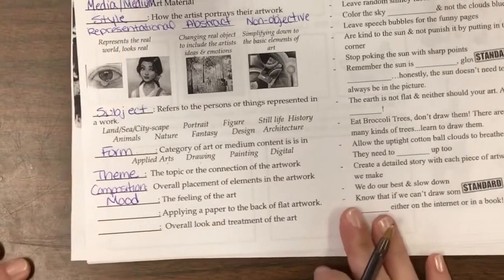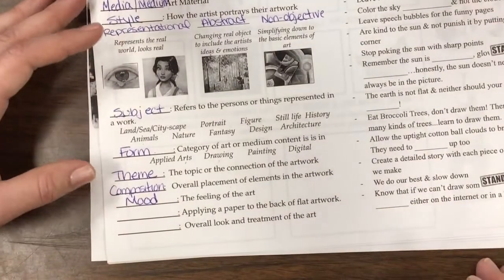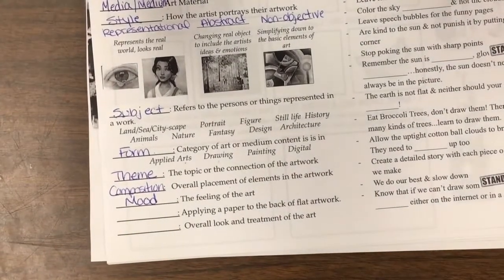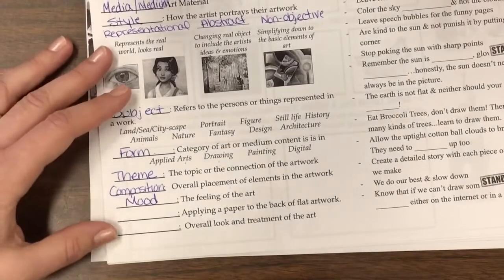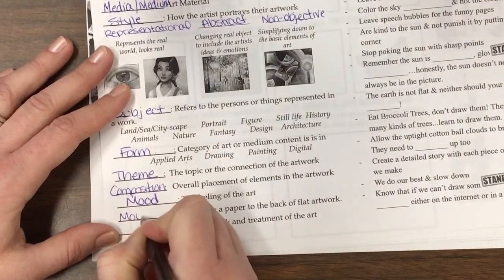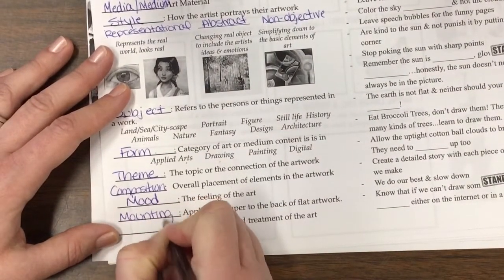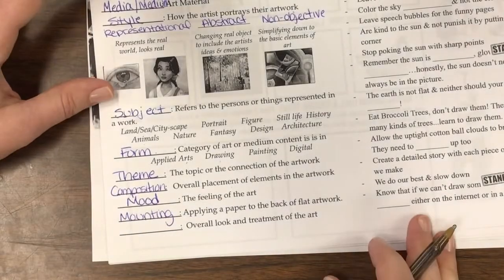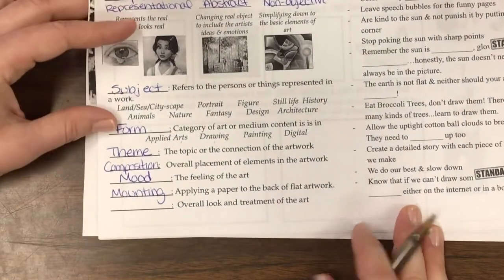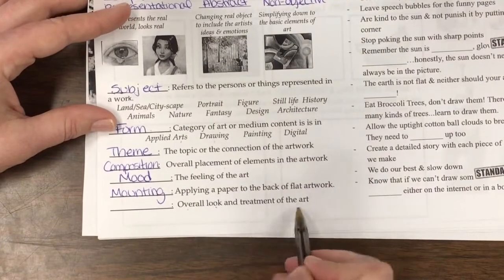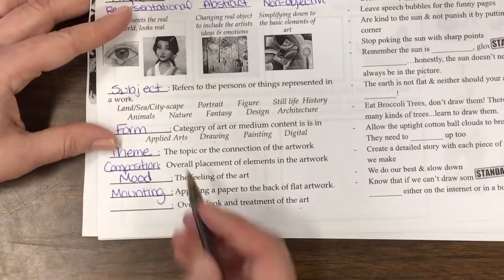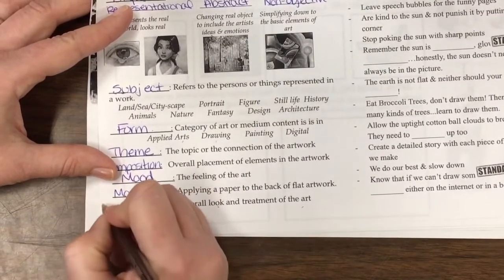All right, let me move this up a little bit more. There we go. Applying a paper to the back of a flat artwork. This is called mounting. All right, so you're gonna learn how to mount your artwork and you're gonna be expected to mount it, okay? Last one, the overall look and treatment of the art, okay? So this is called craftsmanship.